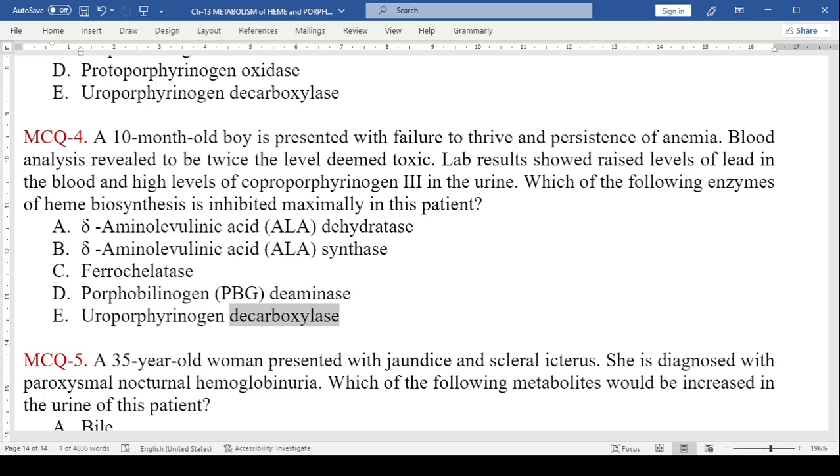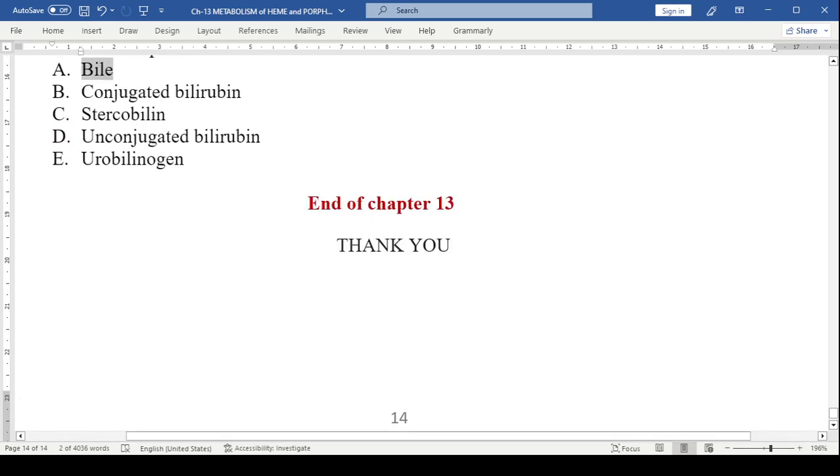Uroporphyrinogen decarboxylase. MCQ 5. A 35-year-old woman presented with jaundice and scleral icterus. She is diagnosed with paroxysmal nocturnal hemoglobinuria. Which of the following metabolites would be increased in the urine of this patient? Bile, conjugated bilirubin, stercobilin, unconjugated bilirubin, urobilinogen. End of Chapter 13.